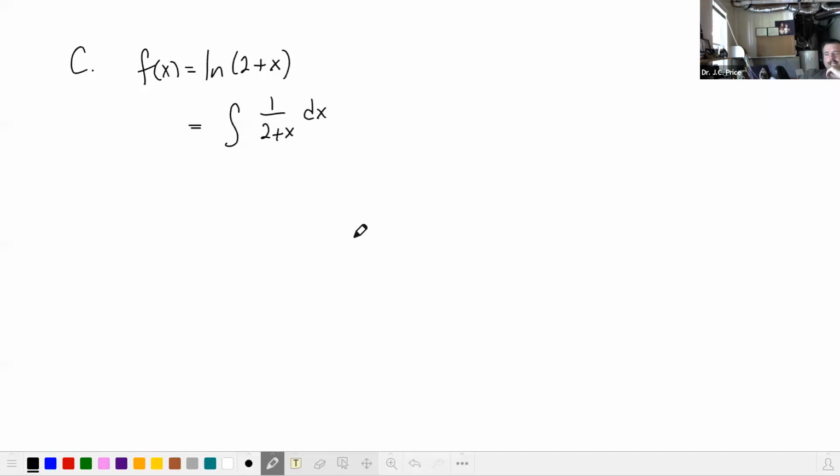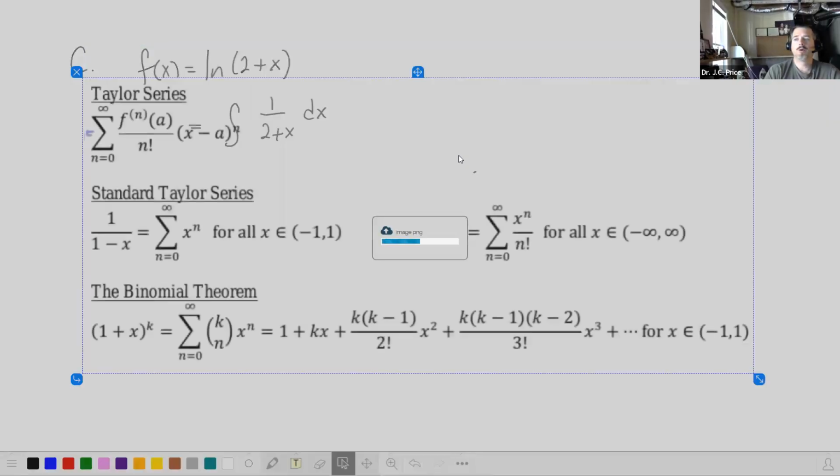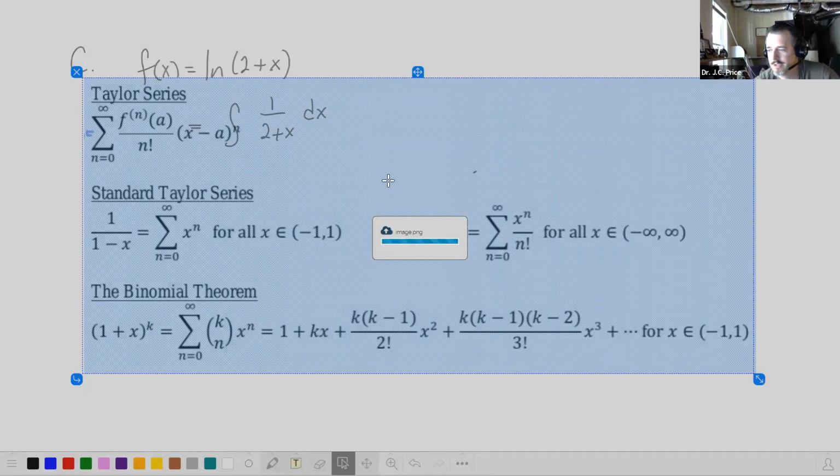All right, so when you integrate that, you get ln of 2 plus x back, right? Because the derivative of ln of 2 plus x is 1 over 2 plus x. All right, so what am I going to do with that? So I'm going to do this integral with substitution.